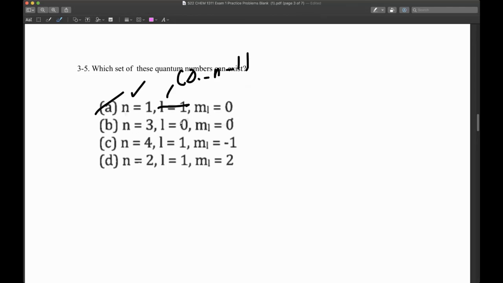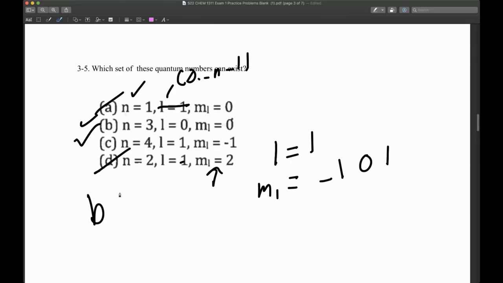N equals 3, L equals 0, that's correct, because the possible values for L are 0, 1, 2. M sub L for L equals 0 is just going to be 0. That makes sense. So C has n equals 4, L equals 1, that exists. M sub L is just negative L to positive L, that makes sense. So that's correct. So D, we have n equals 2, L equals 1, that makes sense. And then M sub L is equal to 2, that can't be, because for L equals 1, we get M sub L values of negative 1, 0, 1. So that is wrong. So the correct answer is B and C.